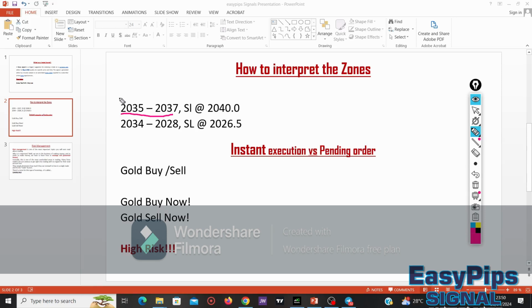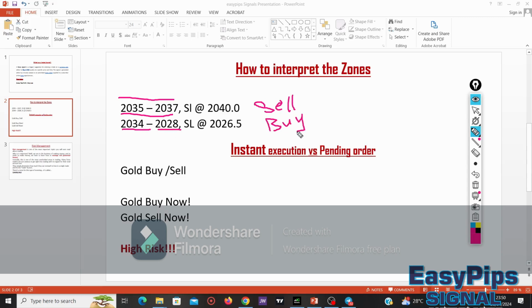Now looking at your stop loss, your stop loss is high above this level of the zone that is given. So it means that the signal provider is telling you what? That you should sell. This is sell. Even without telling you anything, you should know this is sell. And now this is 2034 to 2028, and your stop loss is below this zone. So this is telling you to buy at this level. So even a blind man will understand this.